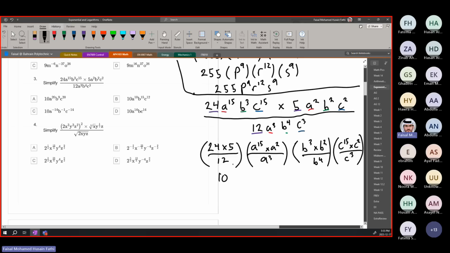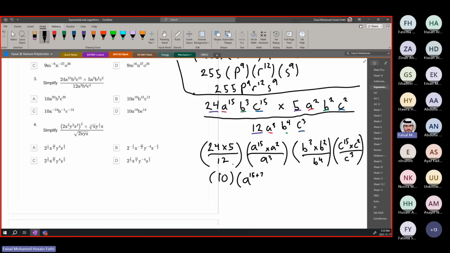This is 10. This is simply, we have multiplication and then division. So it's going to be 15 plus 2 minus 3. That's it. You know what I did here? This becomes addition, and then this division becomes subtraction. That's it. I did it all in one step. You guys should already know this. We did a lot of examples of these separately.